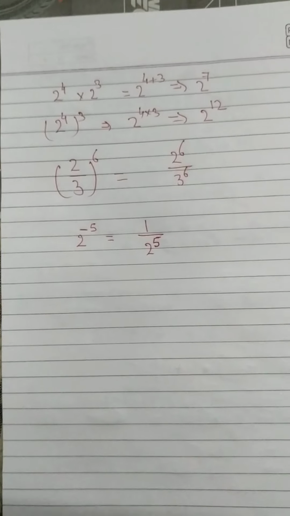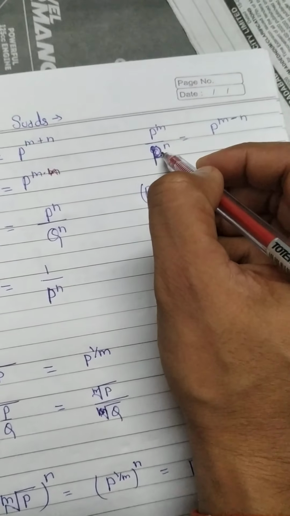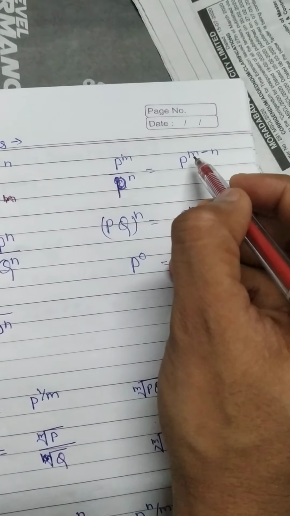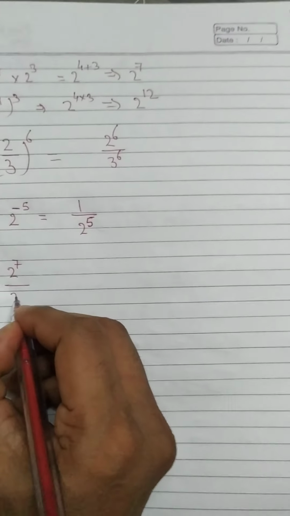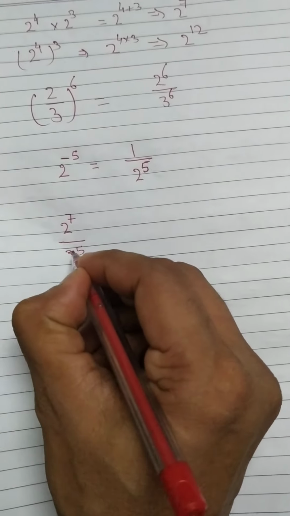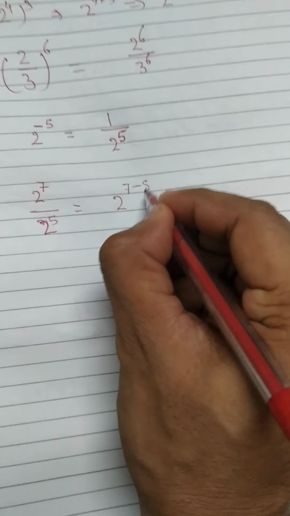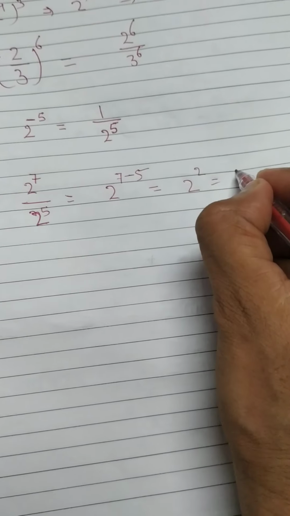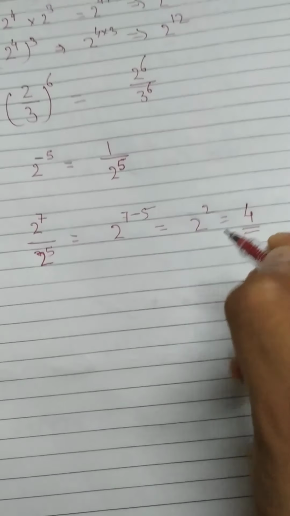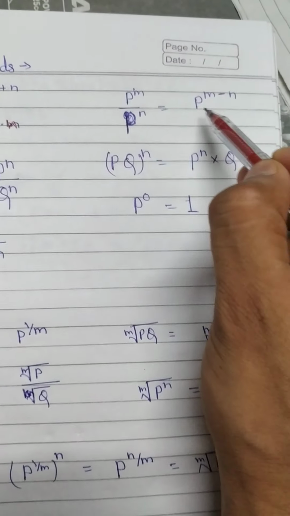Okay, if p^m divided by p^n is equal to p^(m-n), suppose 2^7 divided by 2^5, you can write 2^(7-5), which means 2^2, which means 4. Answer. So simple, it is written as p^m upon p^n.